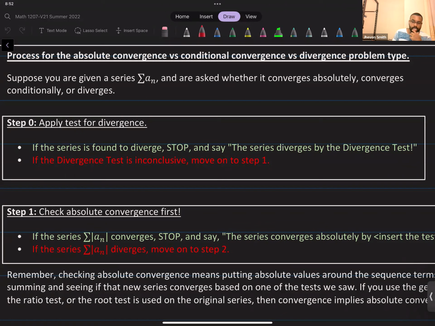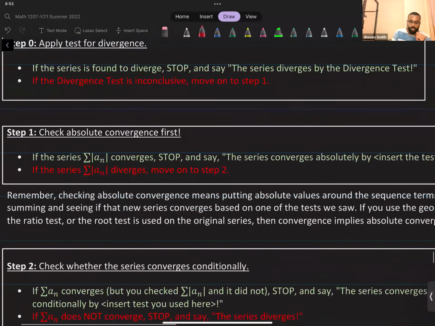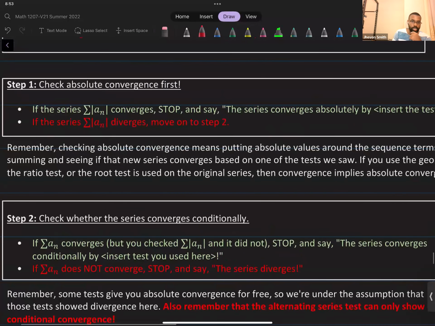If it does not, if this series diverges, which just means the absolute values around it cause it to diverge, it might not diverge in general. At this point is when you'd move to the next step and check conditional convergence. So conditional convergence means you take the absolute values back, right? Put back the series as it was originally and try to do a test on that series.